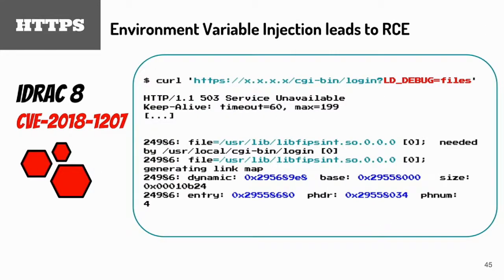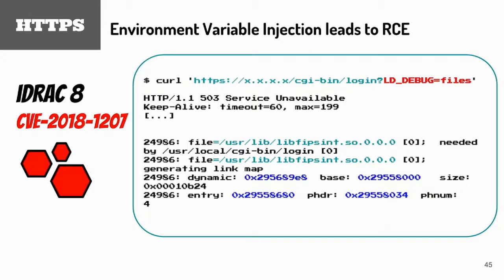When we analyzed iDRAC 8, we also found another vulnerability that reminds us of the 90s again, because this is the kind of thing that shouldn't happen anymore. In this case, it was a remote environment variable injection. Basically, when the iDRAC 8 web server gets a request directed to the /CGI bin path, it will call a handler, and this handler will do basically 3 steps.